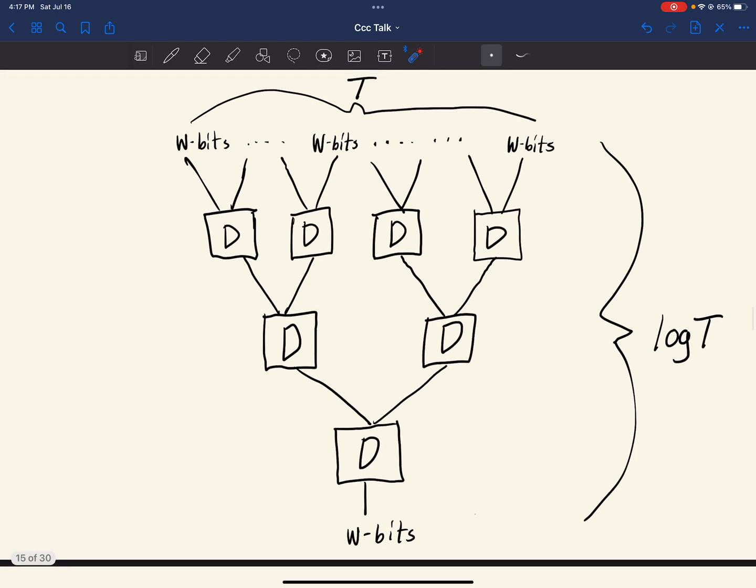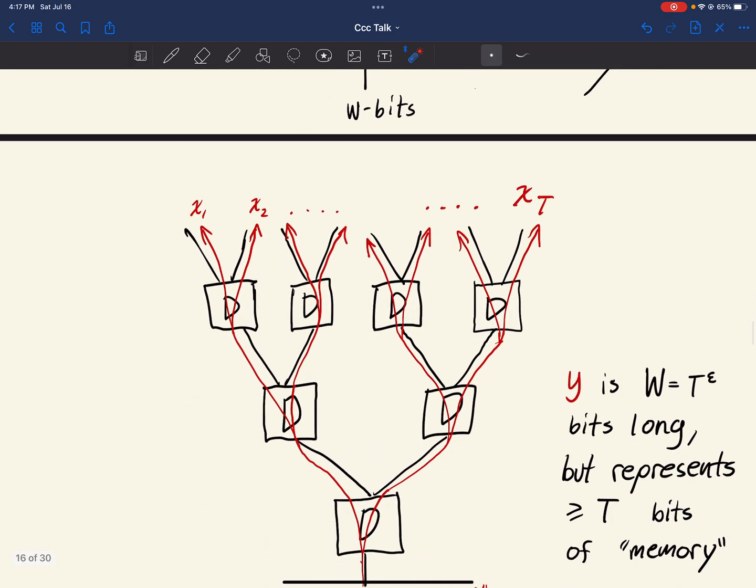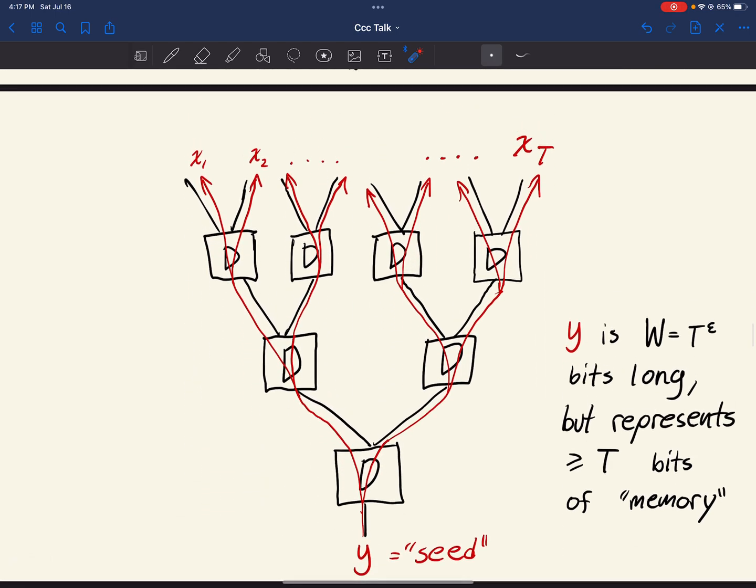And now, what are we going to do with this tree construction? Well, for any possible w-bit input y, which I'm going to call the seed, I can imagine feeding it through the bottom and letting its value percolate out to all of these leaves. And at the end, I get t different values at the top of these leaves.